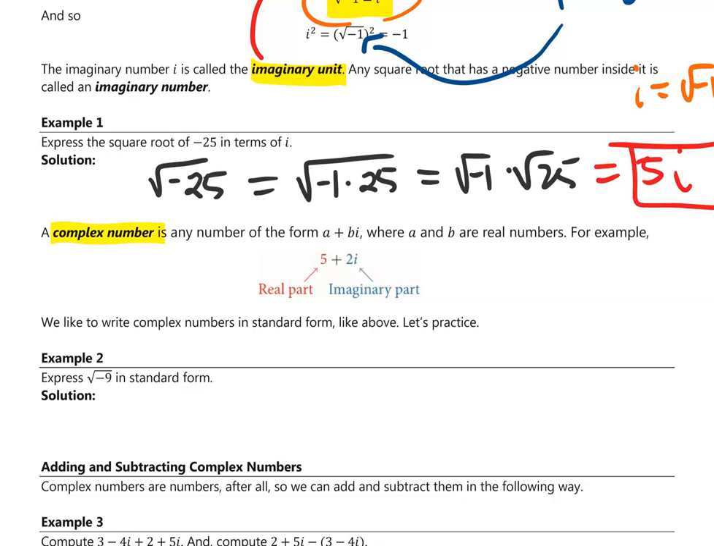A complex number is any number in the form of a plus bi, where a and b are real numbers. For example, 5 plus 2i, the 5 part is the real part, the real number, and 2i with an i is the imaginary part. So we like to write complex numbers in standard form, a plus bi, and let's have some practice.